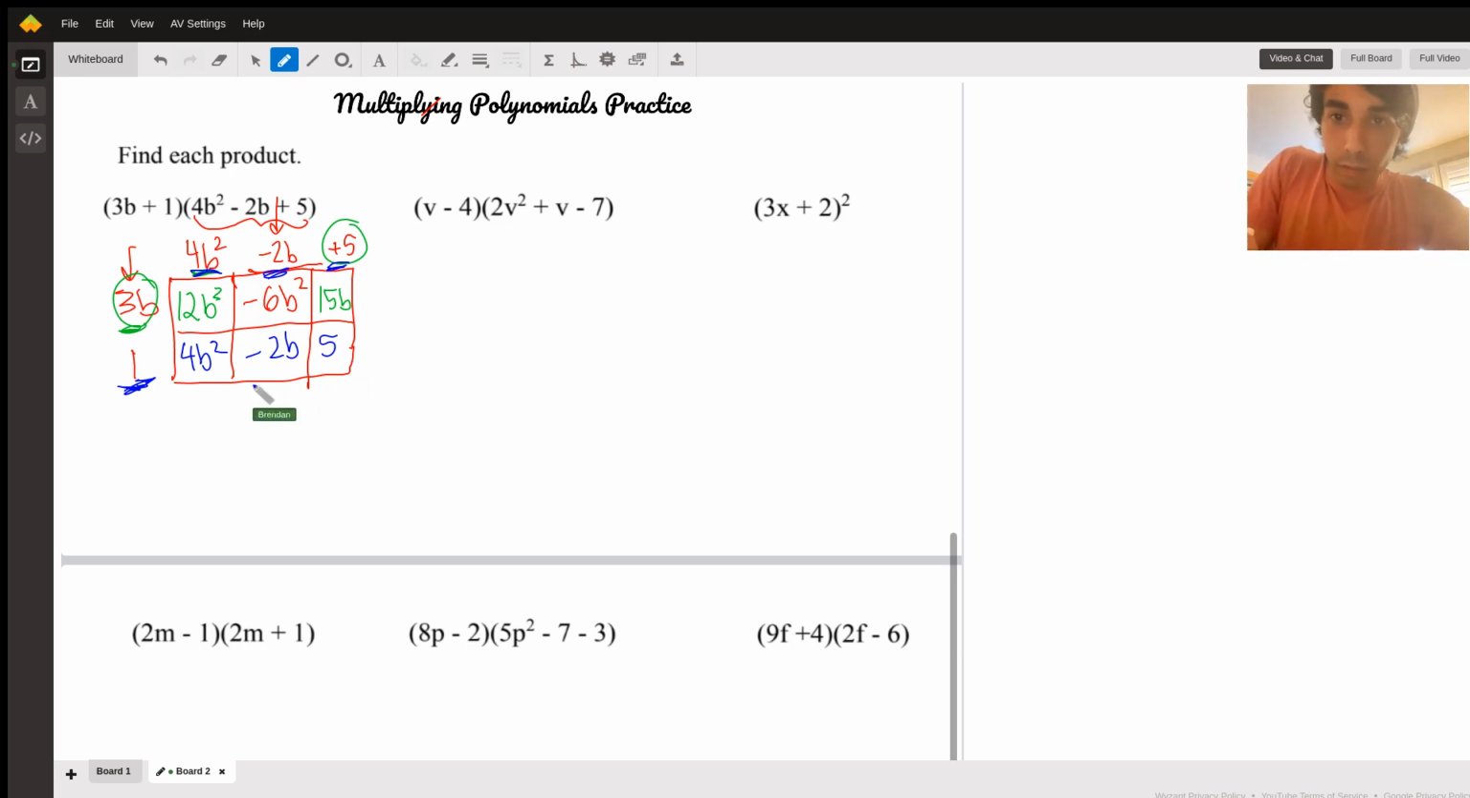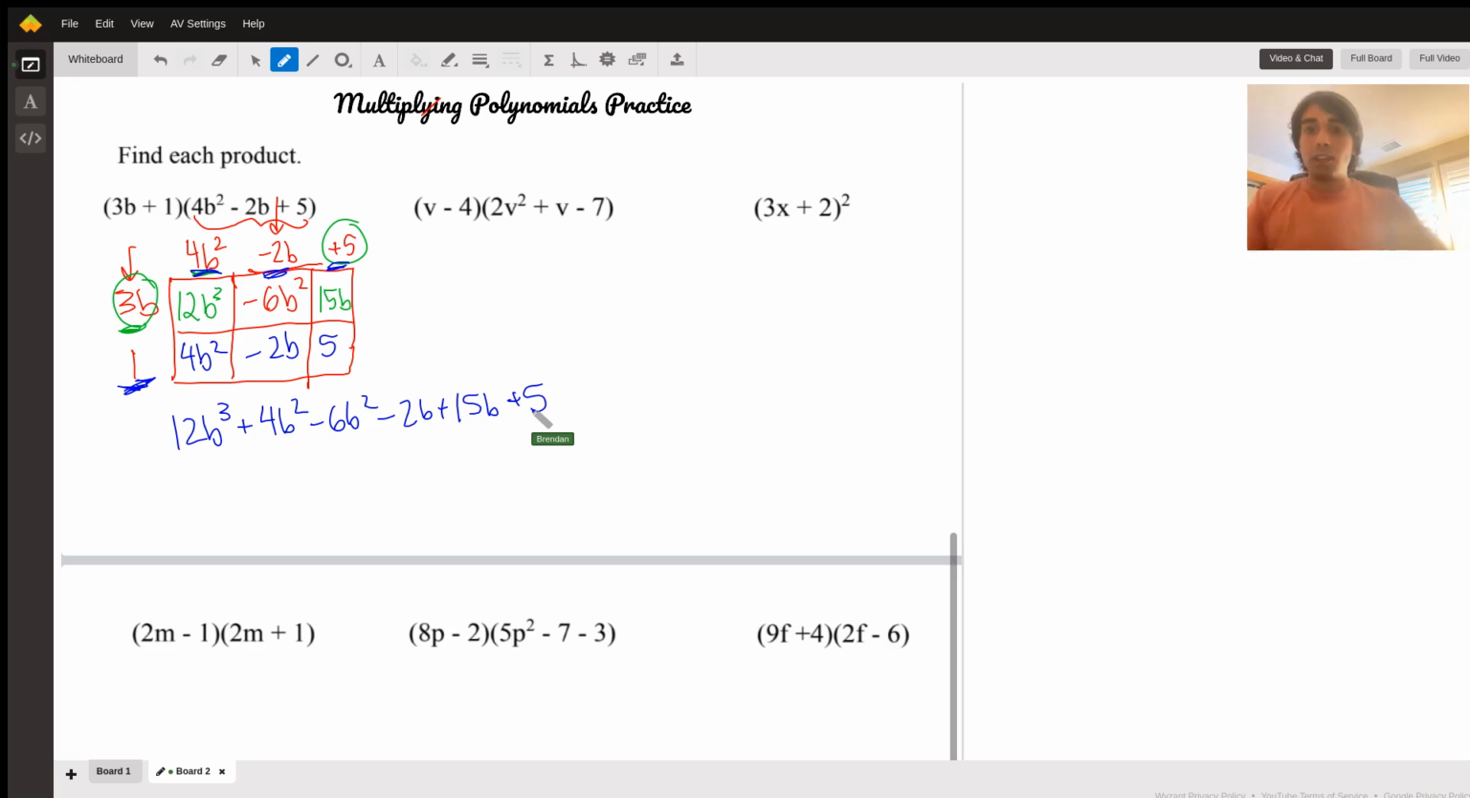So let's see what we've got. We've got a 12b power 3. Down below, we've got a 4b power 2. We've got a minus 6b power 2, minus 2b, plus 15b, plus 5. The order that you write it down doesn't matter. All that matters is that you do go through and combine like terms at the end.